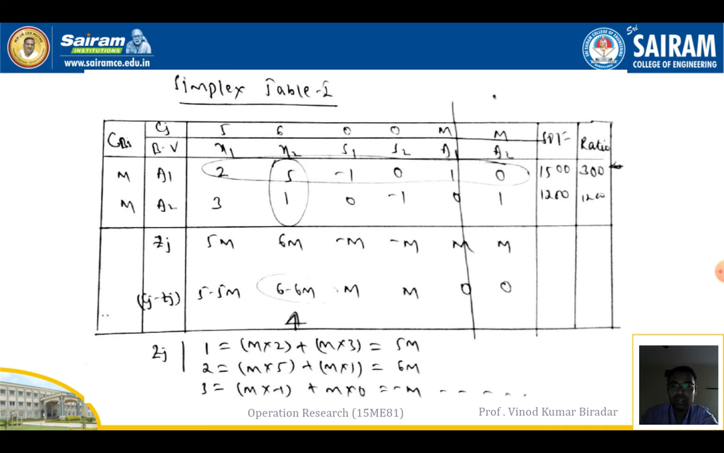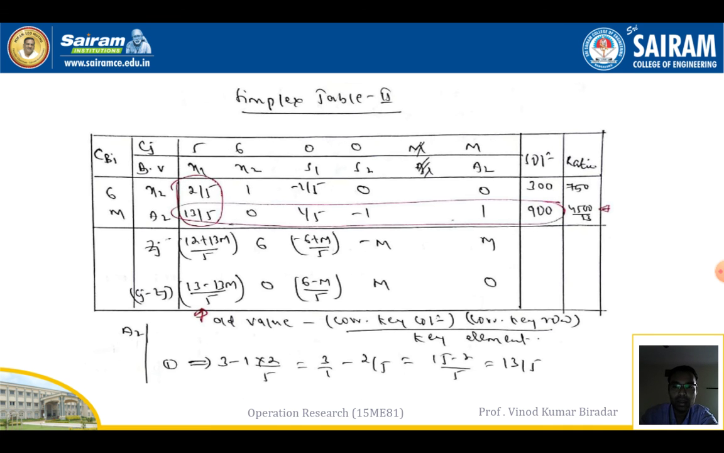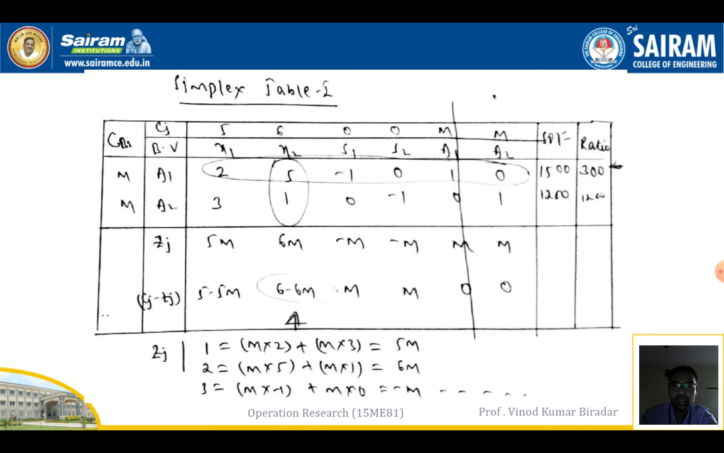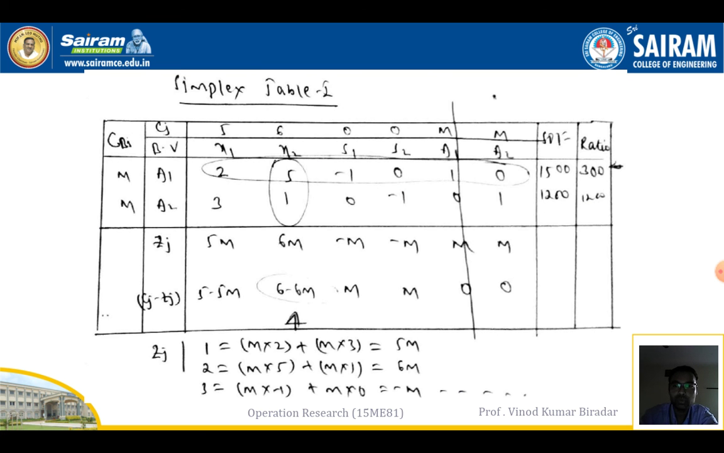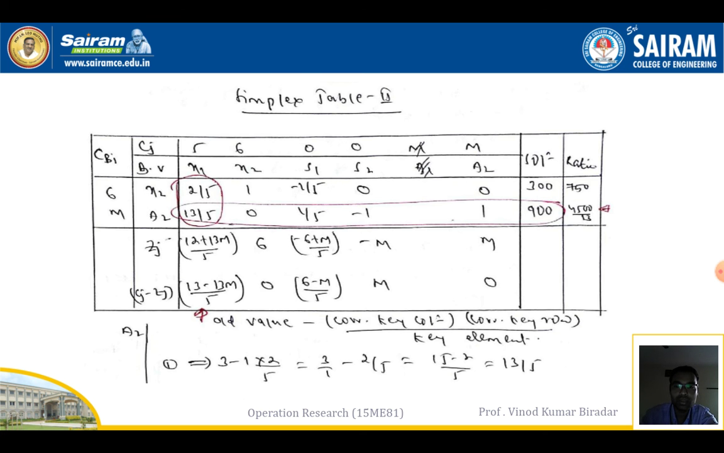So the old value from the previous table, that is 3, is there in place of a2, that is in x1, 3 is there, minus the corresponding key column, which is 1, right here 1. And the corresponding row value is 2, divided by the key element, 5, right here 5. You will get 3 by 1 minus 2 by 5, which is 15 minus 2 divided by 5, you will get 13 by 5, right here 13 by 5. Similarly for the second also, you have to calculate with the help of this along all the a2 values.